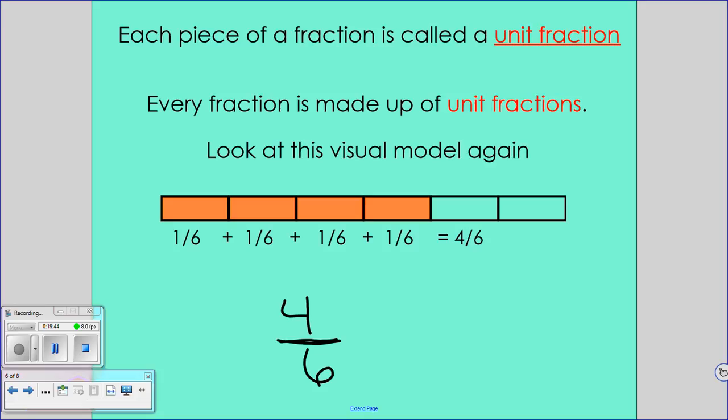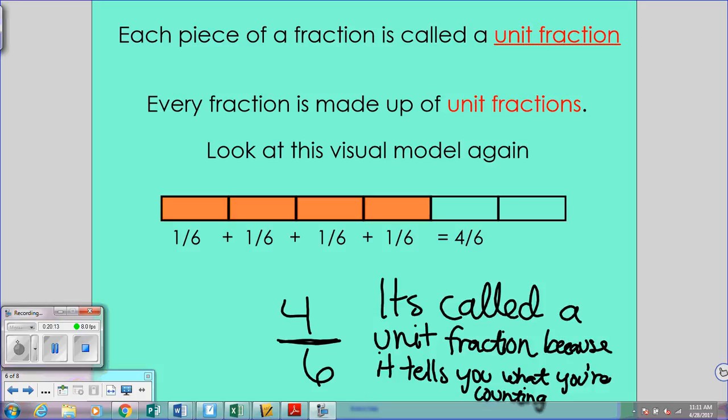It's called a unit fraction because it tells you what you're counting. I'm saying that over and over again because it's important and we can write it down. So if I'm thinking about it as pieces, each piece is a sixth. So I know I'm counting by sixths. So my unit fraction is 1/6.